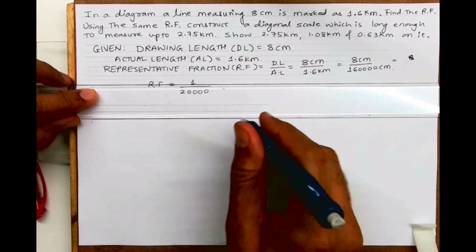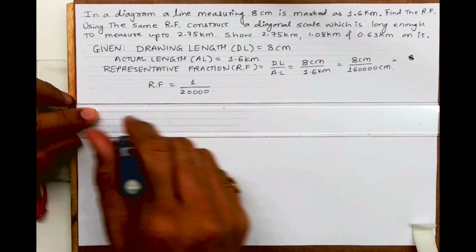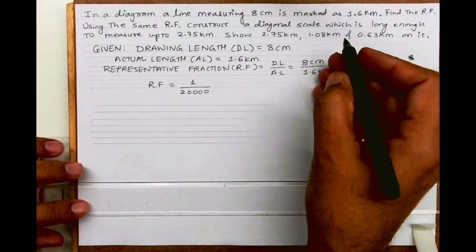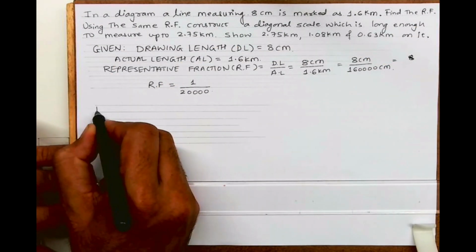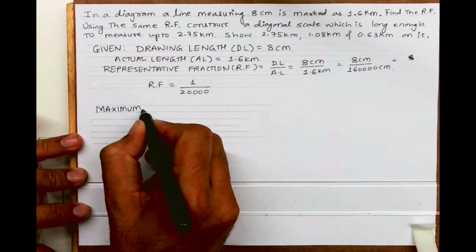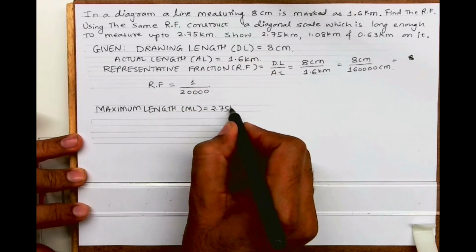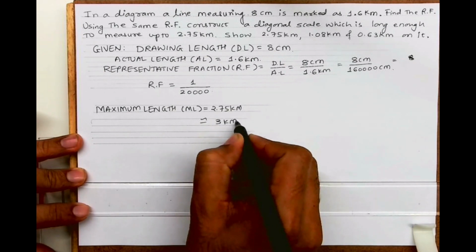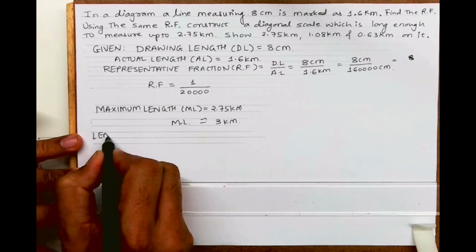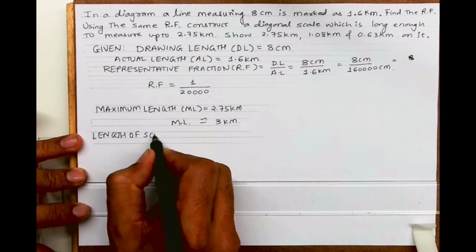So now again we will draw a guideline for calculation. Now we know the maximum length. Maximum length is how much? To measure up to 2.75 kilometers. But we will take it as 3 kilometers. Always remember, round off maximum length if it is not given.